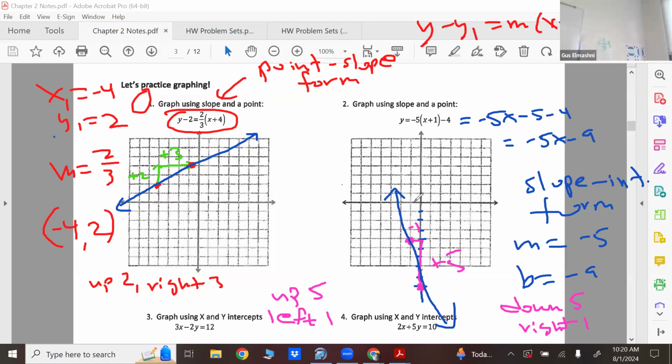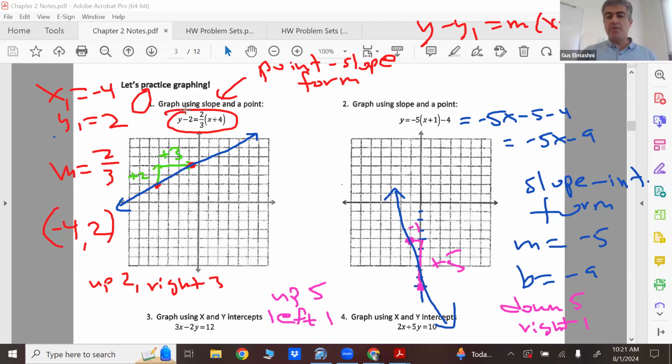So, a couple ways you can do it. If it's in point slope form, just plot the point and use the slope to get the second point. If it's in some funky form, or slope intercept form where you want to force the issue, get the slope and y-intercept. The y-intercept is a point, right? 0, negative 9. 0 for x, y is negative 9. And then use the slope to get the second point. Or I could have gone down 5 and right 1 if I extended the graph or the coordinate plane. It's up to you.